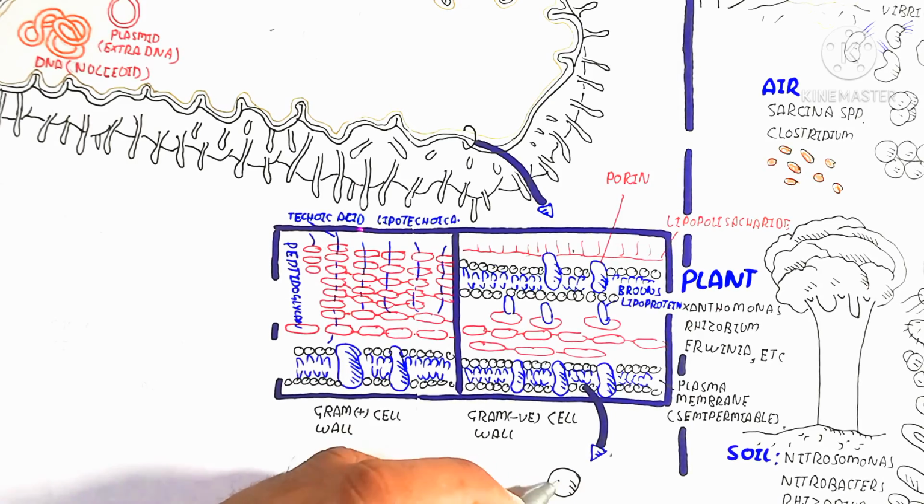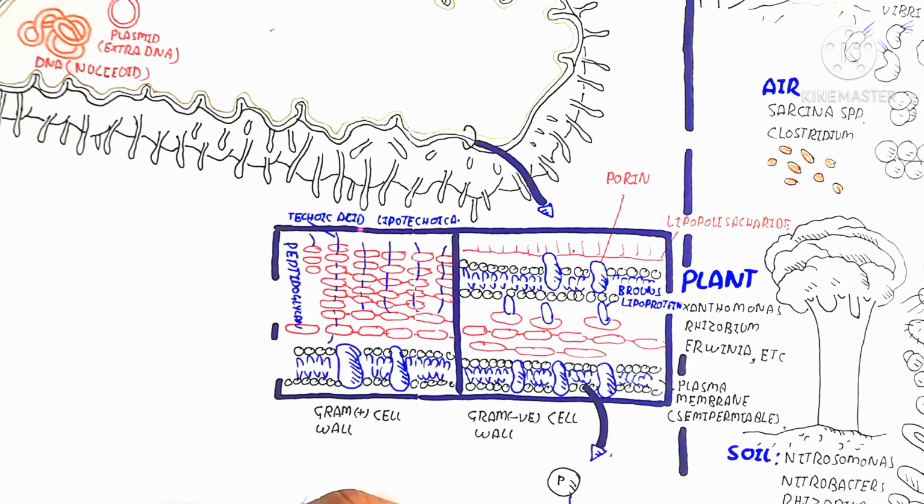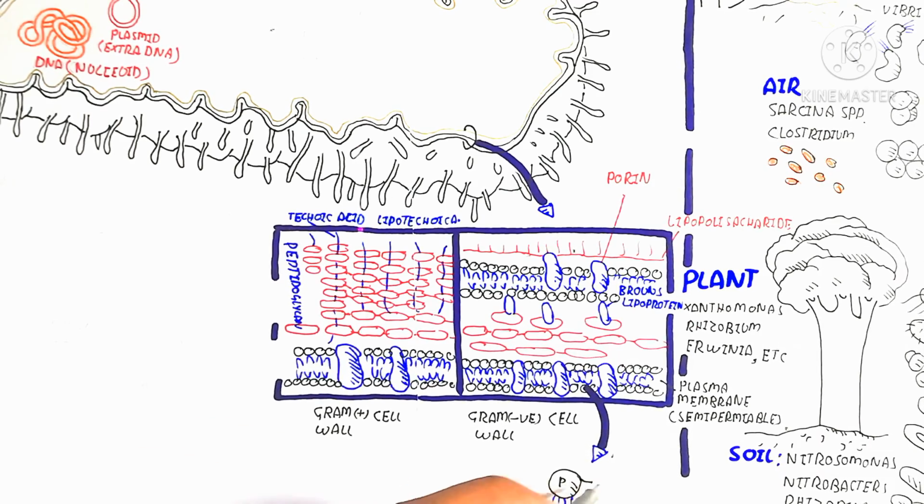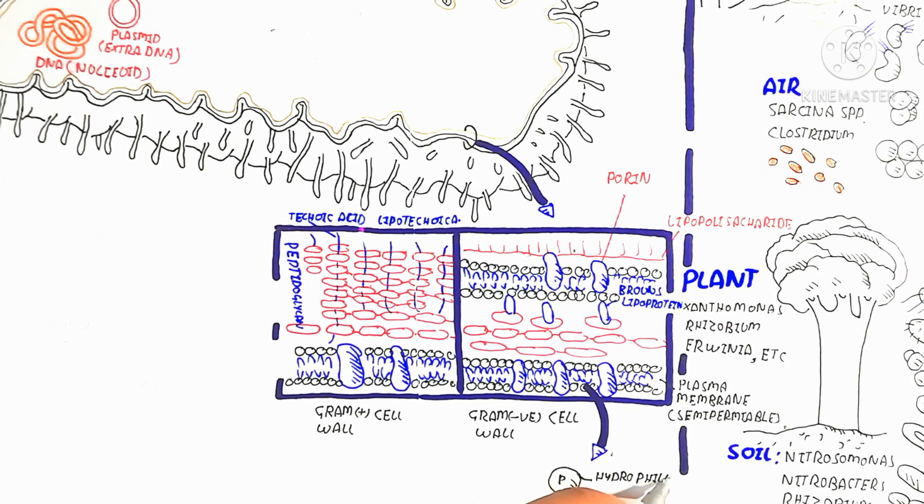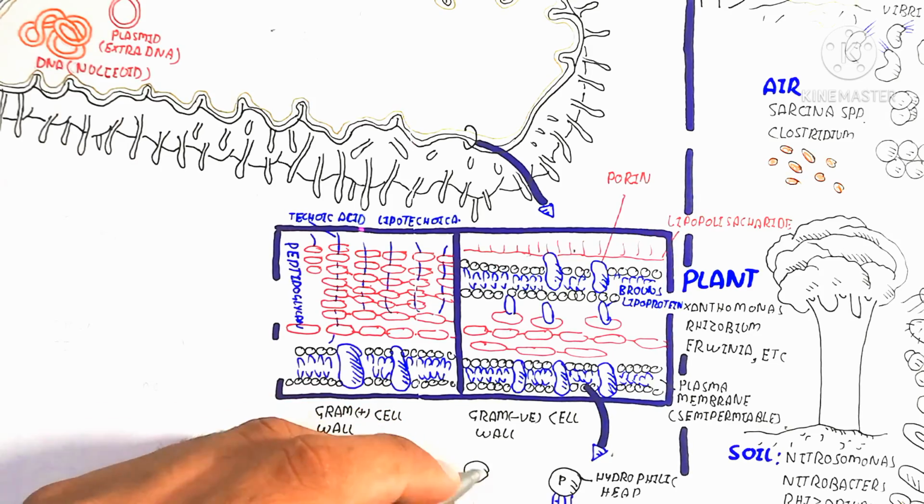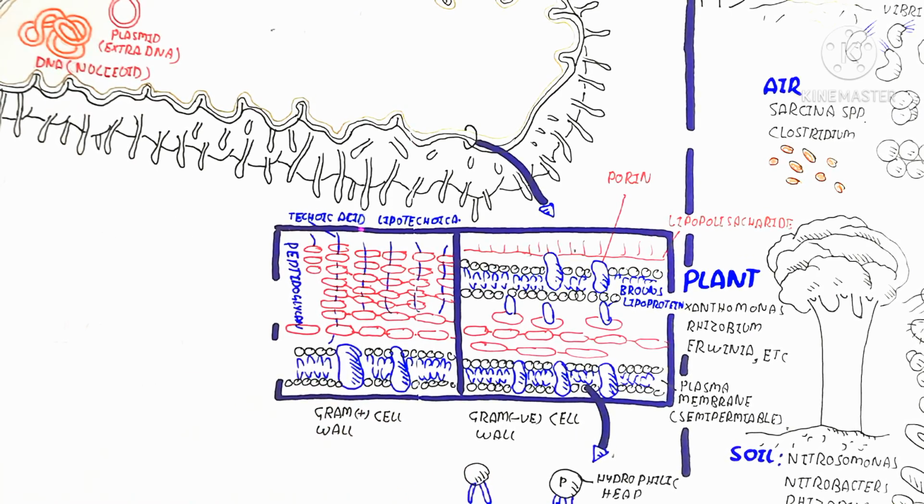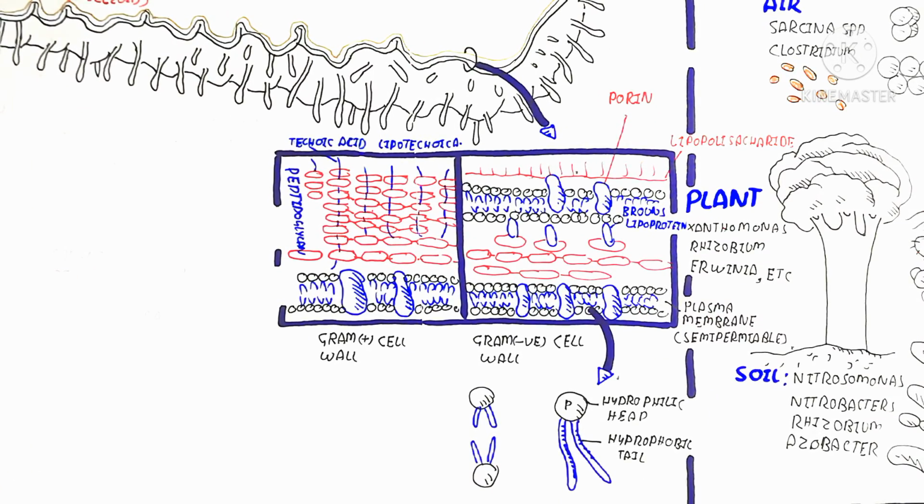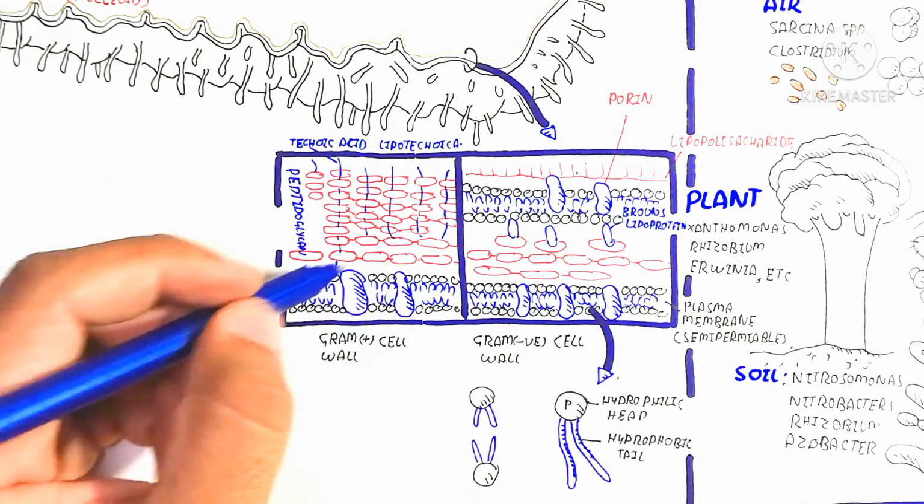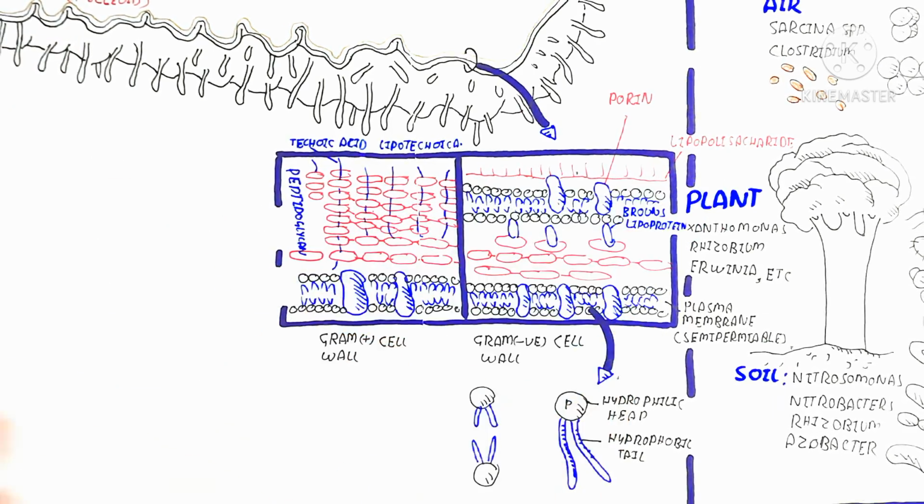This Braun's lipoprotein is attached to the plasma membrane on the outside of the phospholipid bilayer, which is also attached by the porin. The porin is a protein with a channel containing a pore, while the red line on top is known as the lipopolysaccharide. Lipo means lipid, poly means many, and saccharon means sugar. So many chains of sugar are present on the upper side, while the gram positive cell lacks this lipopolysaccharide.